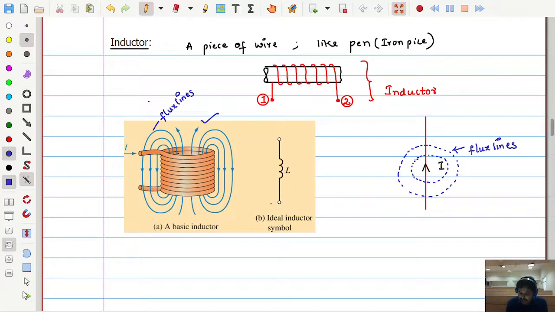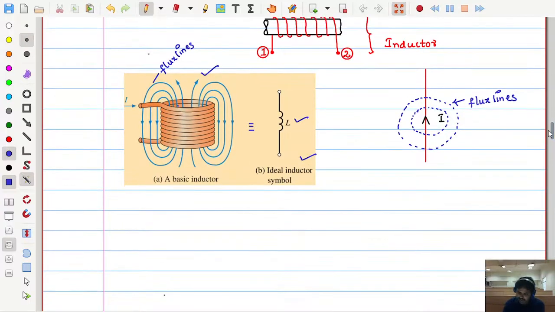And the symbolic representation of this coil as the inductor form, we just show a symbol this way. So this is the circuit symbol or schematic symbol of an inductor. Instead of drawing this big coil every time, we just take the inductor symbol in this way. And inductance is represented by the letter L.